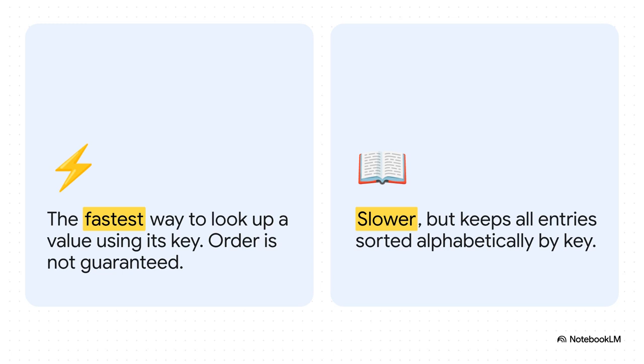A hash map is like a super fast, if a little chaotic, digital Rolodex. It is absolutely unbeatable for speed when you're looking someone up by their name, but the entries are in no particular order. A tree map, however, that's our perfectly printed, alphabetized phone book. It might be a fraction slower to look things up, but you have a guarantee that every single entry will be sorted perfectly by the key.